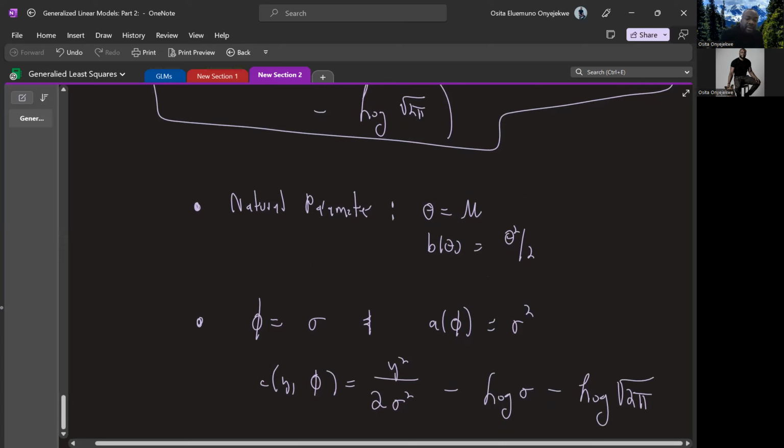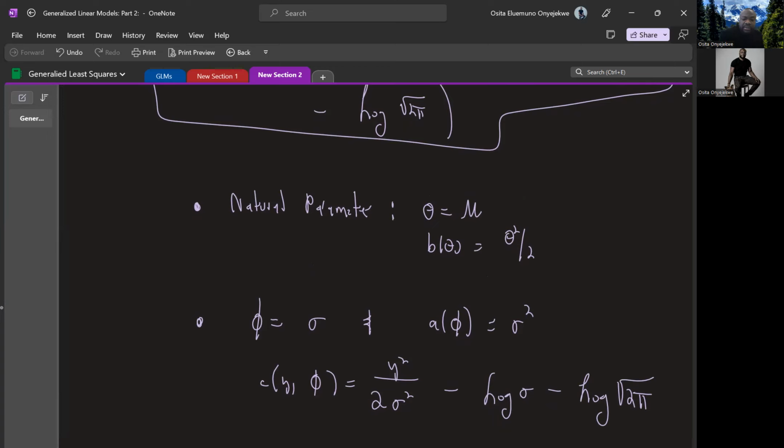So again, the natural parameter theta is equal to mu. B of theta is equal to theta squared over 2. Dispersion parameter phi is equal to sigma. A of phi is equal to sigma squared. And c of y, phi is y squared over 2 sigma squared, minus the log of sigma, minus log of root 2 pi.